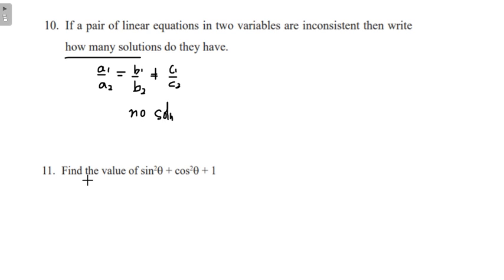Then next, find the value of sine square theta plus cos square theta plus 1. So now we know sine square theta plus cos square theta is equal to 1. Already we know this result. So now when you add these two, you will get the value of this as 2. If you don't know, you can write this in brackets. You might have learned a few results already. Sine square theta plus cos square theta is always equal to 1.